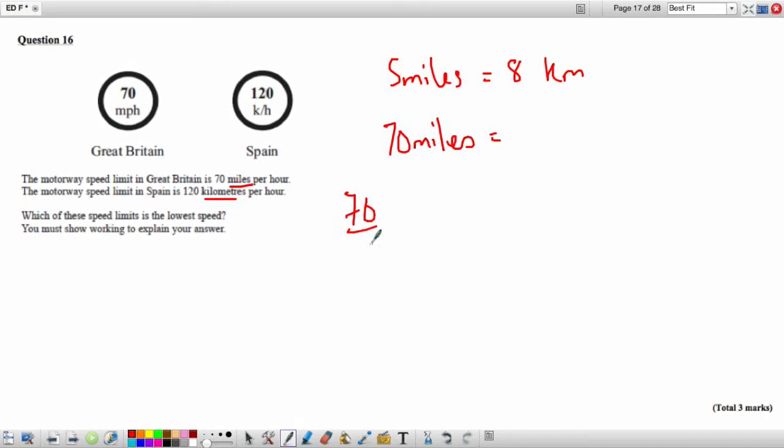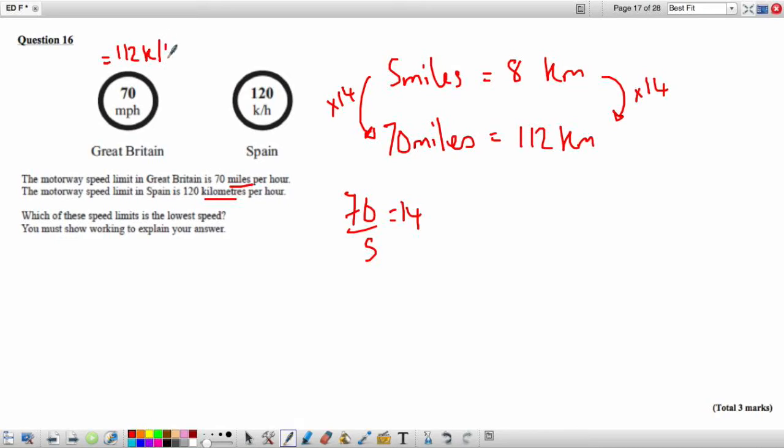So 70 divided by 5 is 14. That means to go from 5 to 70, we times by 14. Therefore, we must also do this on the right-hand side. 8 times 14 is 112 kilometres. So this is the same as 112 kilometres per hour.